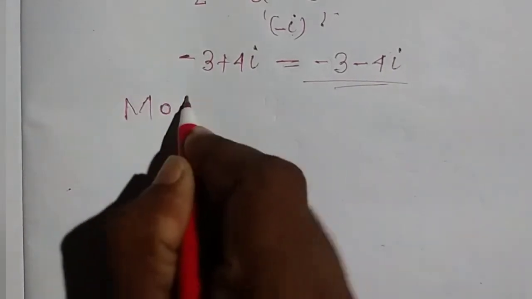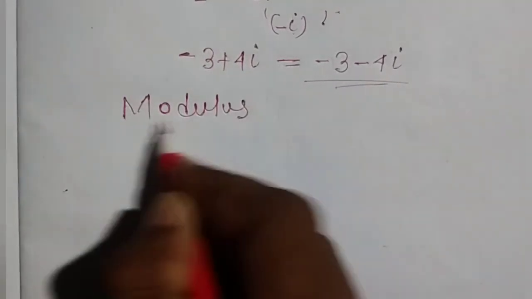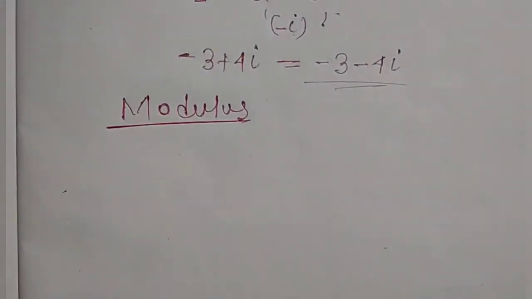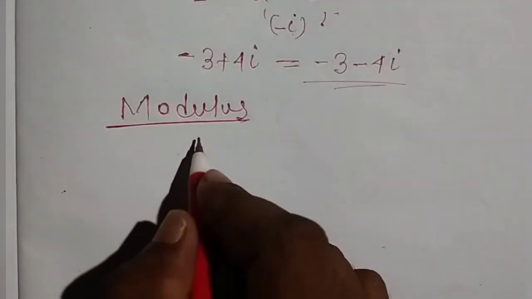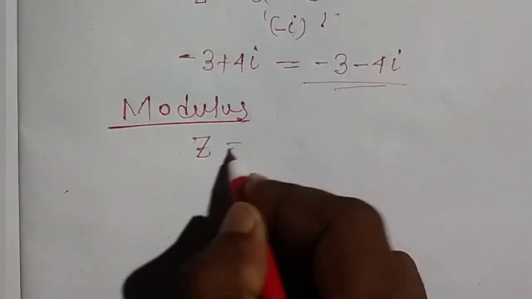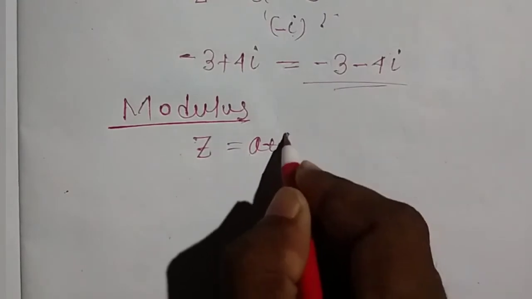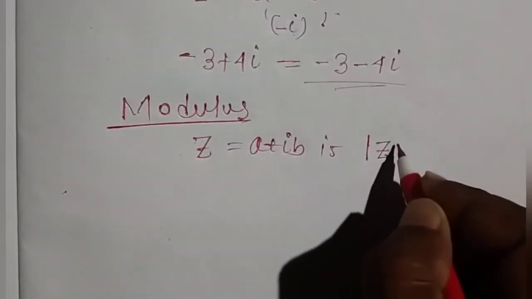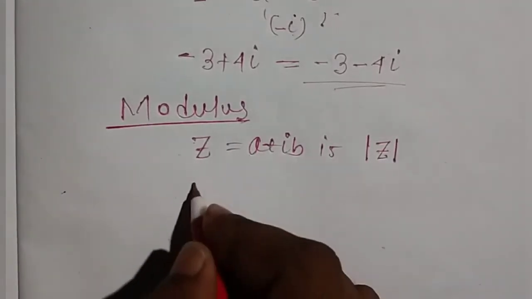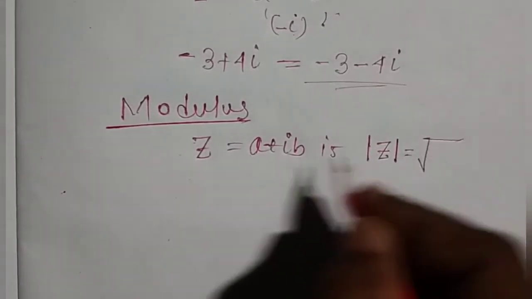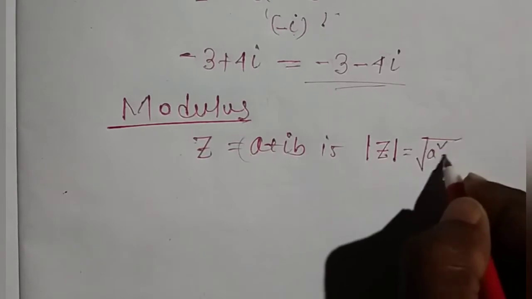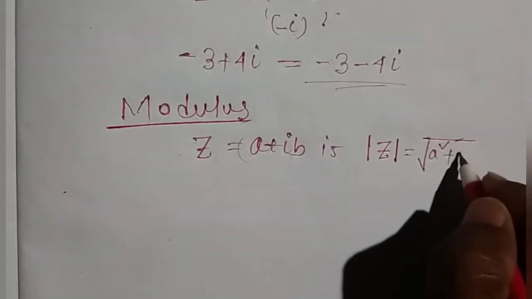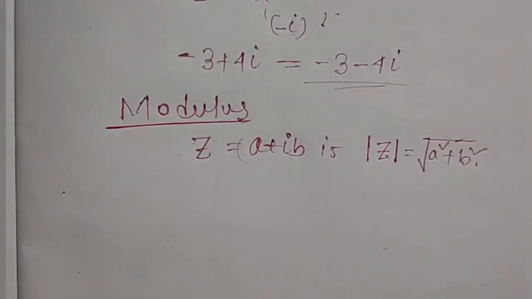Now we have to know what is the modulus of a complex number. The modulus of a complex number z equal to a plus ib is denoted by mod z and is defined as root over real part square plus imaginary part square. Understood, everyone?